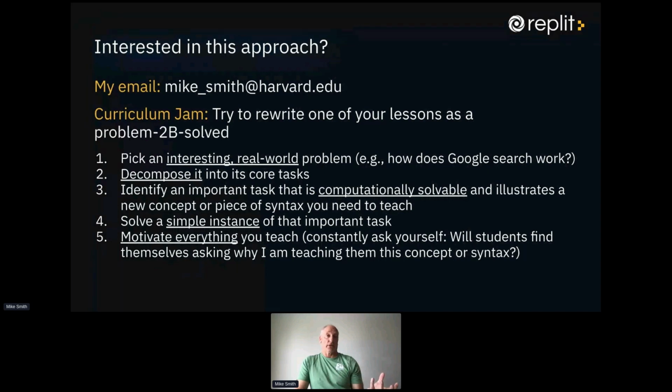Then we solve, as I said earlier, we don't have to read a book with all the pictures in it. We can just read the text. So find a simple instance of that important task and then go from there, right? A hard thing here is when you find yourself slipping into, you really need to know this concept. How are you going to motivate it first? Step back and motivate it.